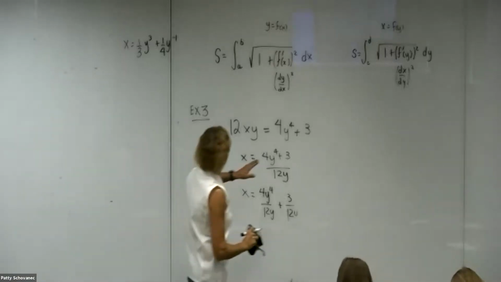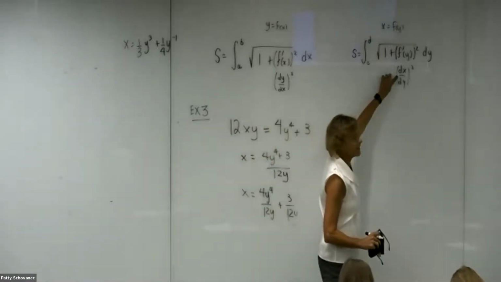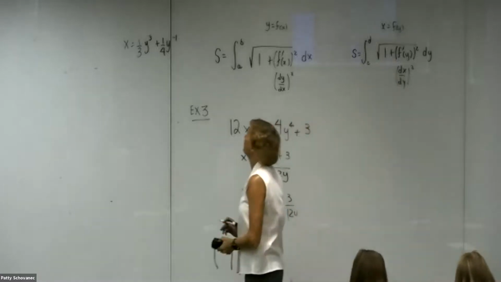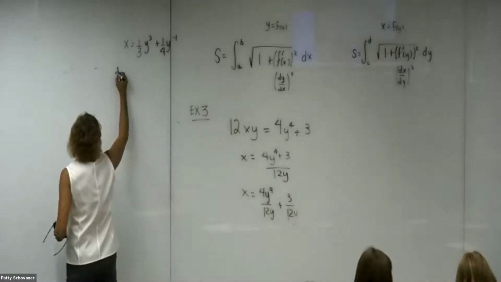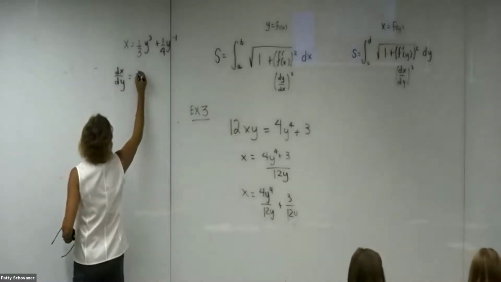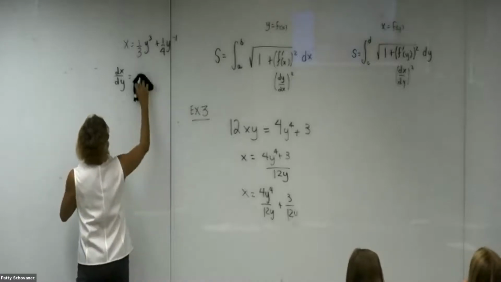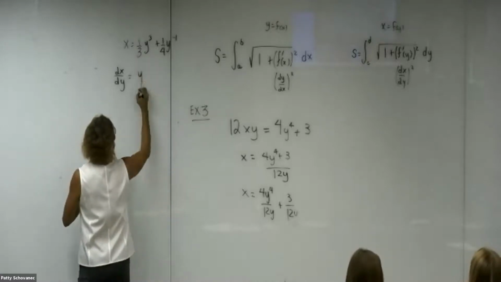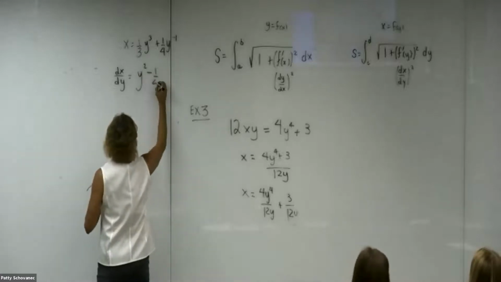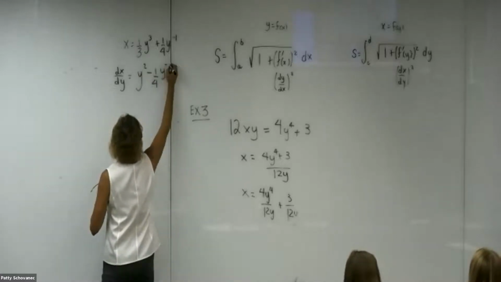So now we're going to find the derivative of that x where y is the independent variable. So the derivative of x with respect to y, let's see, that's just going to give me a y squared once the 3's cancel. And this one will give me minus 1/4 y to the negative 2.